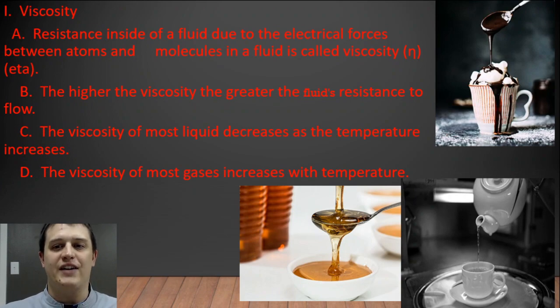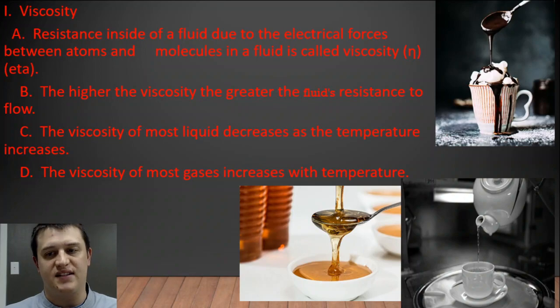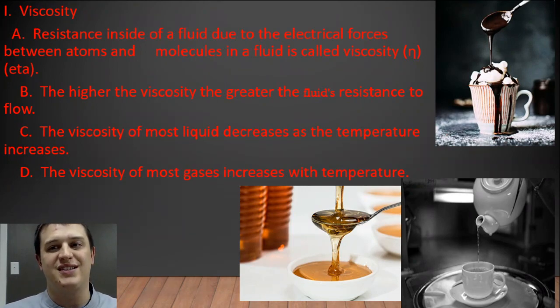So resistance inside of a fluid due to the electrical forces between atoms and molecules in a fluid is called viscosity. We've talked about the viscosity a little bit before, and that is a big deal. Viscosity is different. So which of those 3 fluids is the most viscous? Well, the honey is going to be the most viscous because it's actually the most resistant to flow. So those molecules are actually causing more friction between each other, so it takes longer for things to flow.